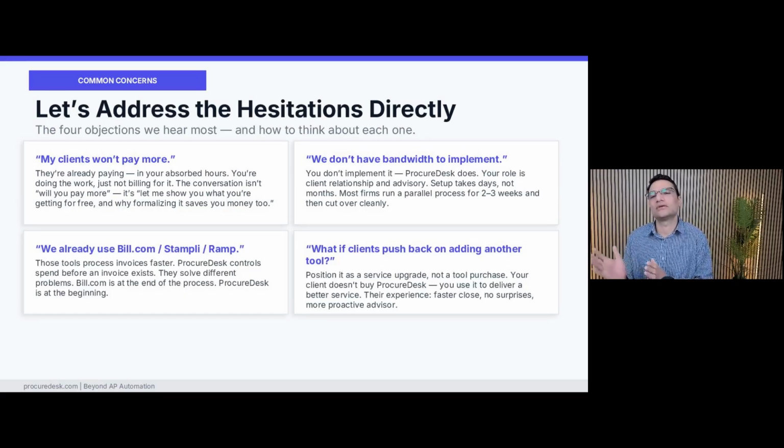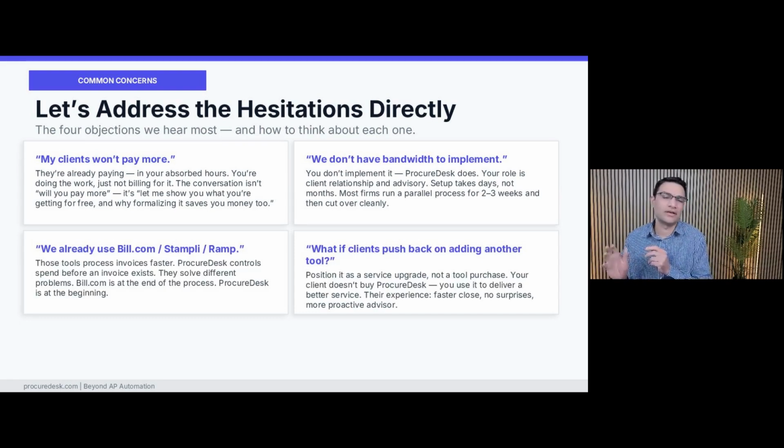If you decide to implement ProcureDesk for your client, we basically do everything soup to nuts, even working with them, understanding the process, training their team, and so on. Really, all they need to do is show up for training. They're already using Bill.com or Ramp, or any other AP solution. We work very well with all these tools, but we are designed differently.